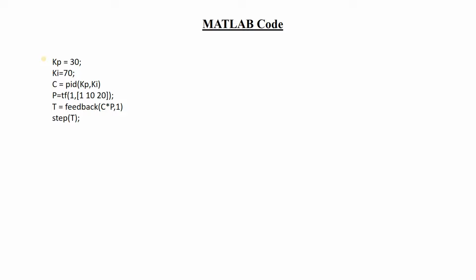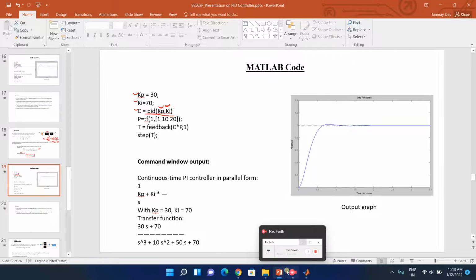For the MATLAB code, we will just change the value of Kp, input Ki, and then write the same thing, PID, with Kp and Ki. Because in the PID function we know the first one is the proportional controller, next is the integral controller, next is the derivative controller. Since we are not using the derivative controller, we will only use the first two. So MATLAB will understand that we have used a PI controller. We don't need to put 0, comma 0. Okay, so let us do this.